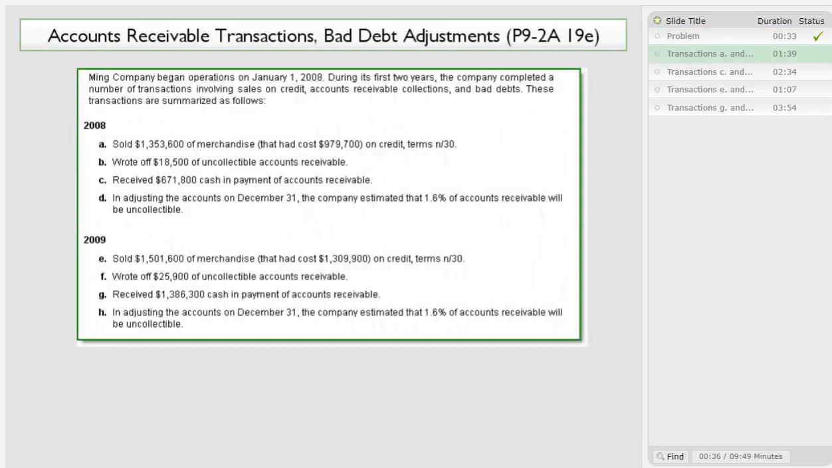On transaction A, in 2008, Ming Company sold $1,353,600 of merchandise that had a cost of $979,700, and they sold it on credit with terms of net 30. Then on transaction B, they wrote off $18,500 of uncollectible accounts receivable. Okay, let's take a look at the solutions to these.